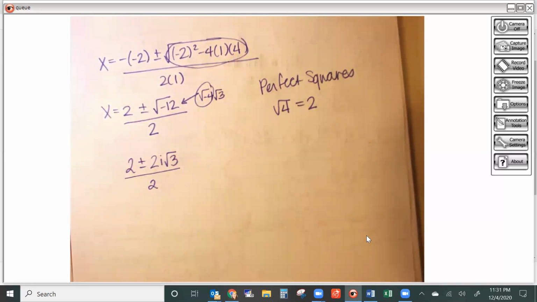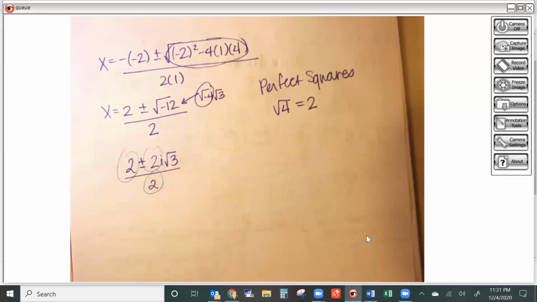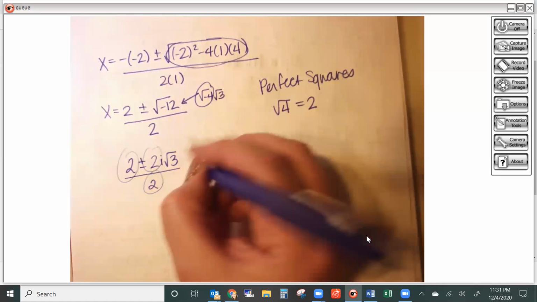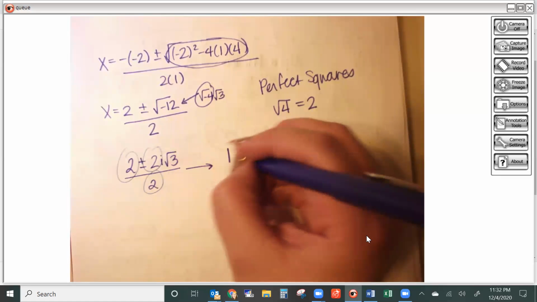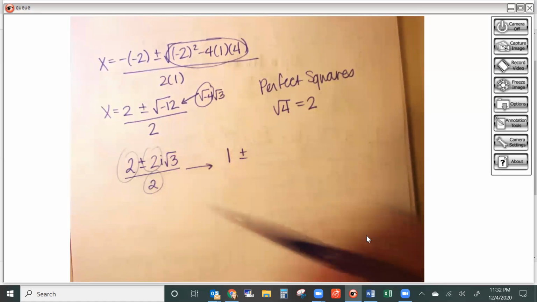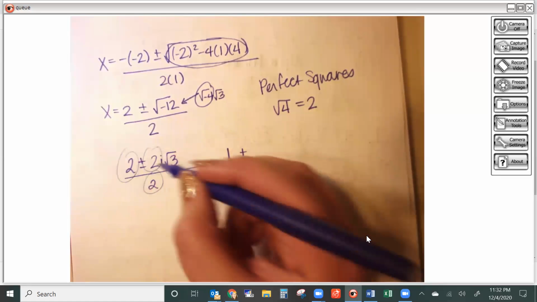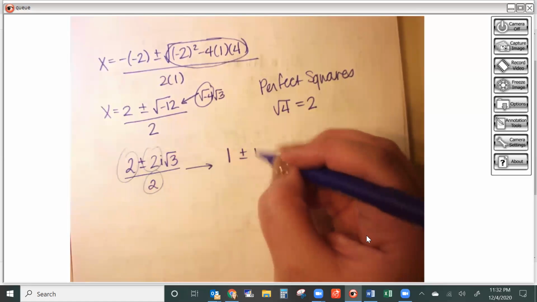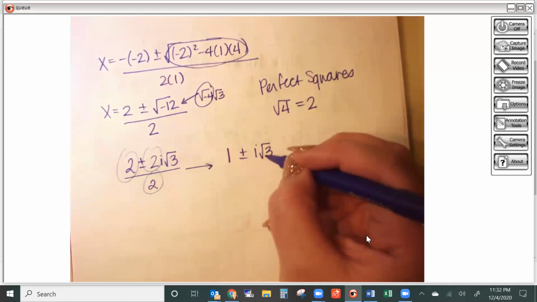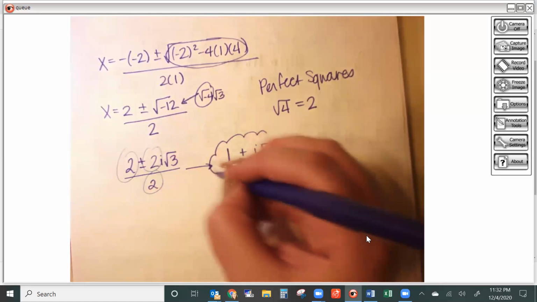And then remember the last rule that we talked about. Anytime all 3 of these numbers can divide by the same thing, you have to do it. So all of those can divide by 2. So 2 divided by 2 is 1 plus or minus, 2i divided by 2 is just an i root 3. And then 2 divided by 2 on the bottom is an over 1, which means that you don't have to write it.